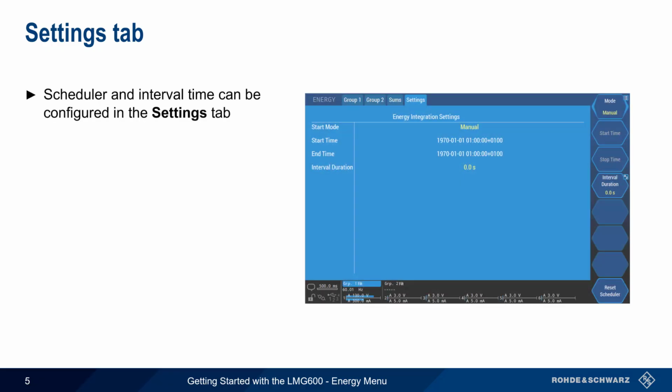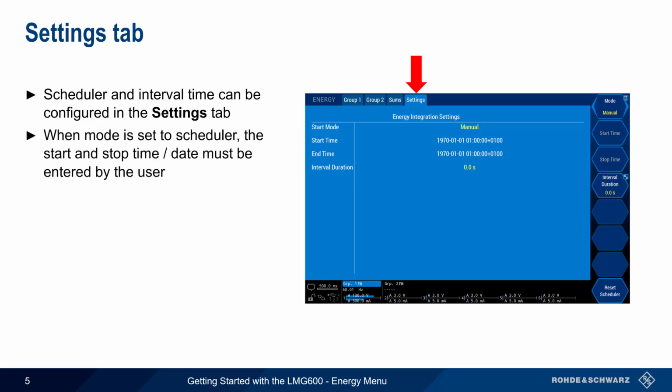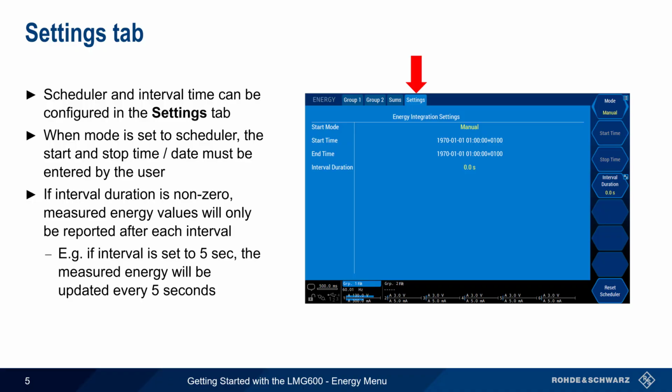The Settings tab is used to define additional parameters for the manual and scheduled measurement modes. This is where we define the start and stop times and dates when mode is set to Scheduler. Interval duration is also configured here. If the interval duration is non-zero, energy values will only be reported at the end of each interval. For example, if interval were set to 5 seconds, the results would only be updated at the end of every 5-second interval. In addition, the number of counted intervals will also be displayed.